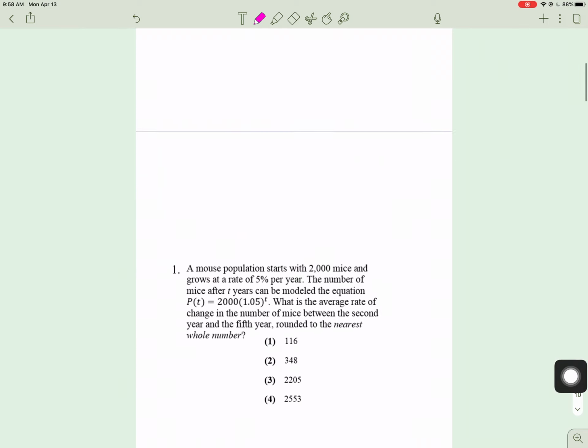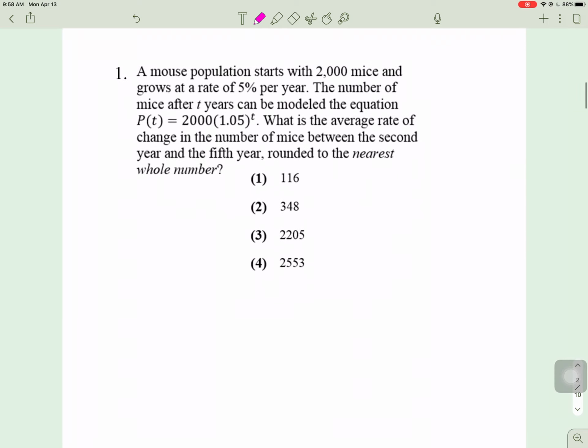Okay, so let's talk about average rate of change. It says a mouse population starts with 2,000 mice and grows at a rate of 5% per year. The number of mice after t years can be modeled by the equation p of t equals 2,000 times 1.05 raised to the t power. So you plug in some t, number of years, and it tells you how many mice there are going to be. It goes up 5% every year. That's just 1.05, because 5% is the increase rate, so 1 plus 0.05 is 1.05. That's what you would multiply by to find out what it is after each year.